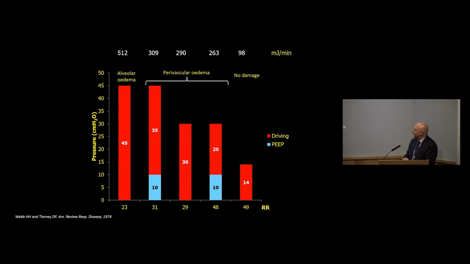This is quite interesting because 14 is quite a magic number, isn't it? We'll see later on. There is no magic number, but as far as we are concerned, it can be an interesting number to remember. So if you think about this 14 now, we've got an idea that with increasing driving pressure, we've got increasing mechanical power, and we've got more and more lung injury.